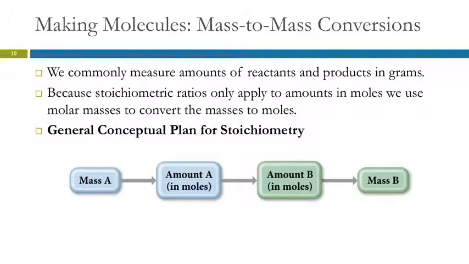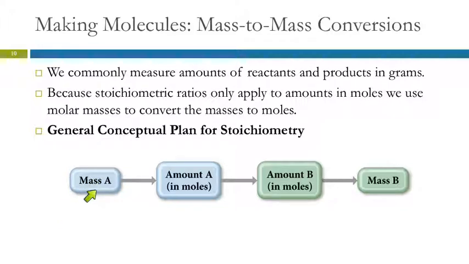Well, moles are nice, but we can't measure moles. We measure things in grams or kilograms. So we need to add a step on each end of our path here. In the last example we just did, we had an amount of A in moles and we found the amount of B in moles. And so this is the mole to mole conversion. This is in the middle of every stoichiometry problem. Moles in the middle.